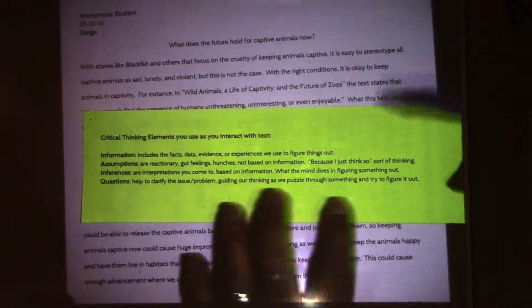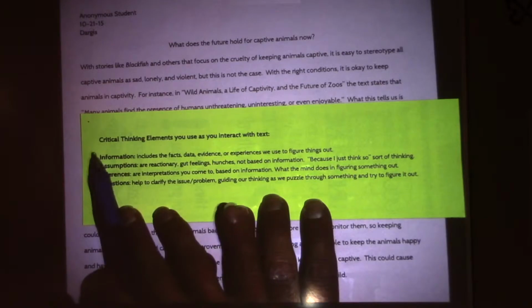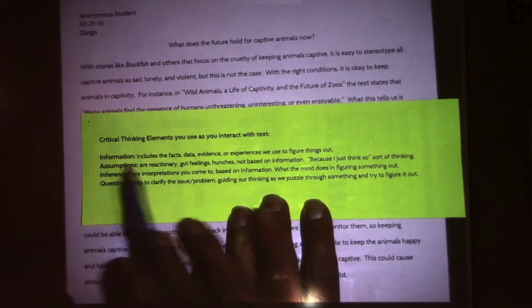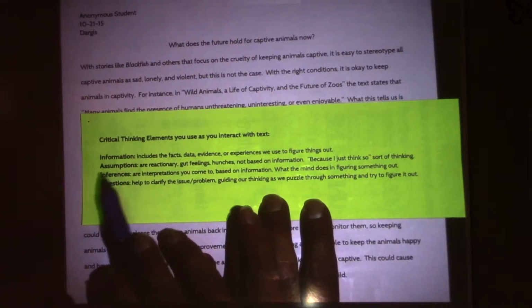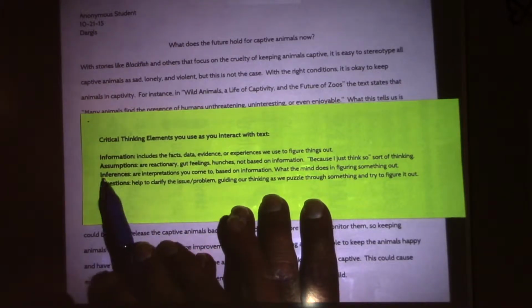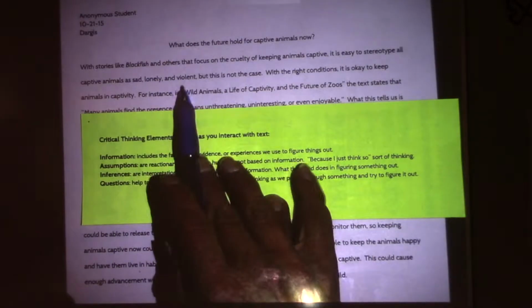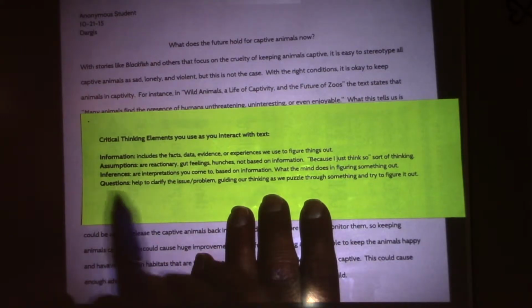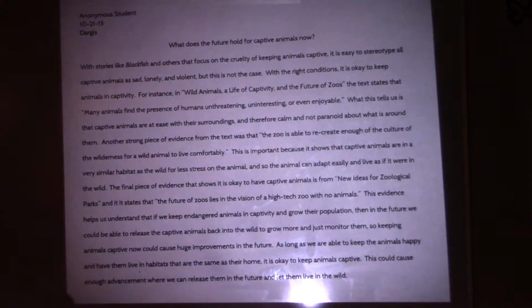And another reminder, if you flip your bookmarks over for just a second, you're going to remember that we're focusing on critical thinking elements that we can use as we interact with the text. So we're looking at information. We are able to make assumptions, which are basically gut feelings or hunches about what we're looking at. We can make inferences based on what we're seeing, which means that we're taking the information and the information makes us think something or leads us in a particular direction. Or we can ask questions to help us clarify our thinking. So let's go ahead and let's get started.